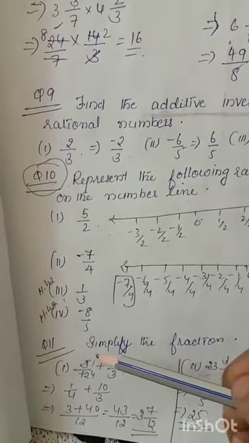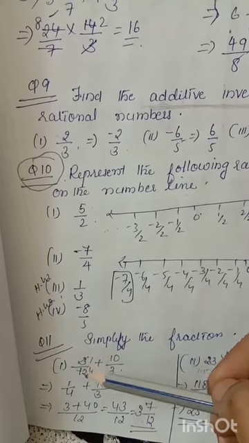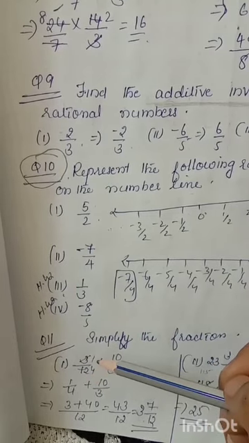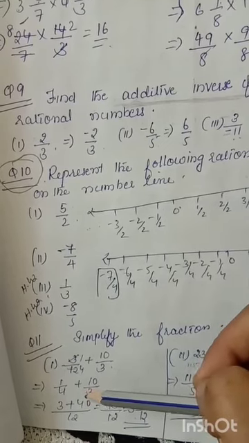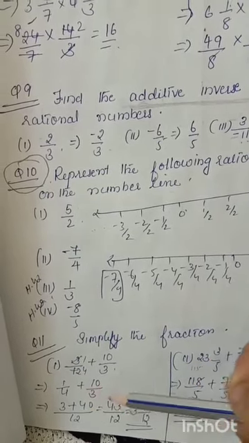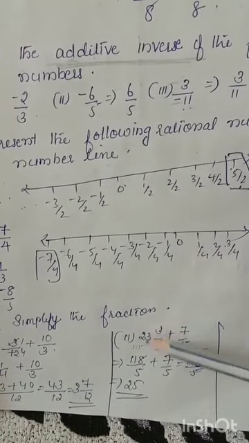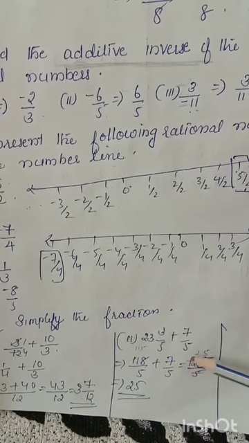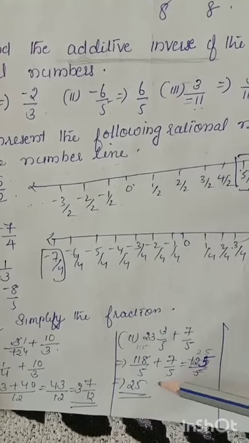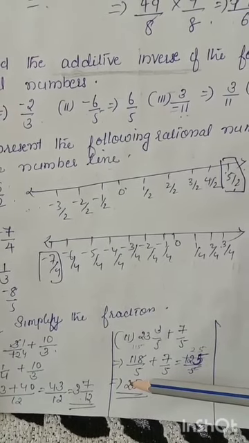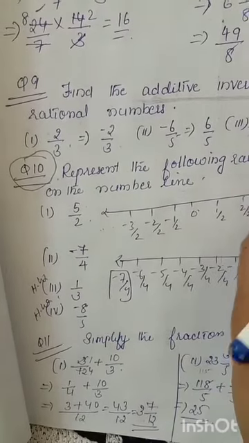Simplify the fraction: 3 by 12 plus 10 by 3. Here 3 by 12 you can make into the simplest fraction. After that you take LCM, any method. I did cross multiplication. Here also mixed fractions you convert into improper fractions. Denominators are the same, so straight away you can add the numerators and cut down. I hope everybody understood. Next problem.